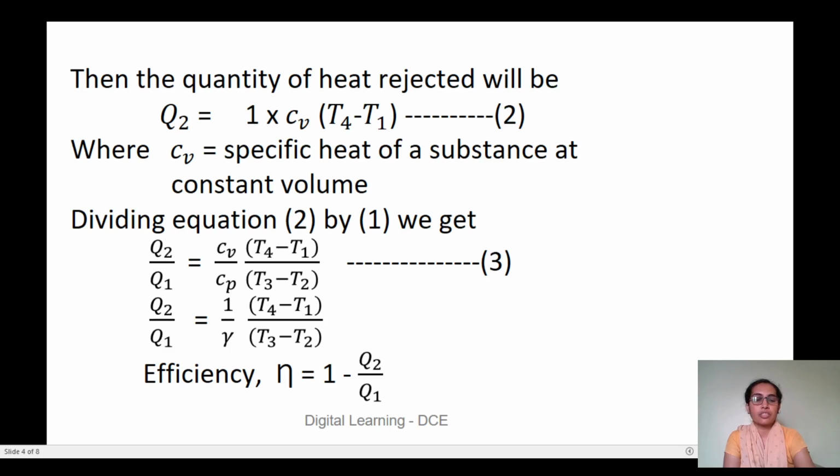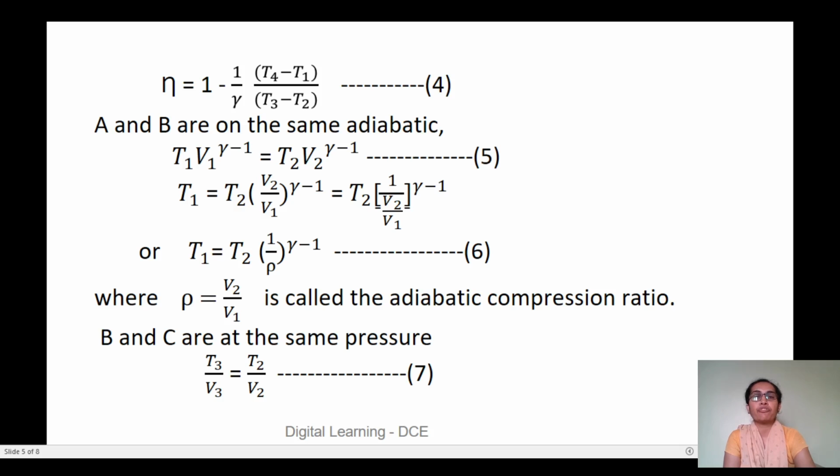From the definition we have efficiency eta equals 1 minus Q2 divided by Q1. Substituting for Q2 and Q1, we get eta equals 1 minus 1 over gamma into (T4 minus T1) divided by (T3 minus T2). Call that equation 4.